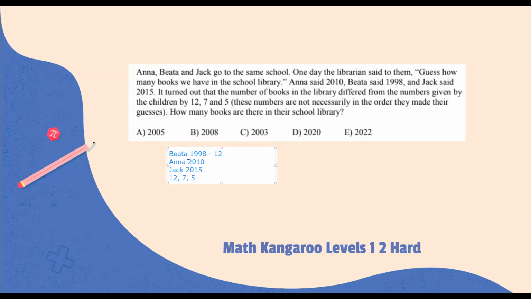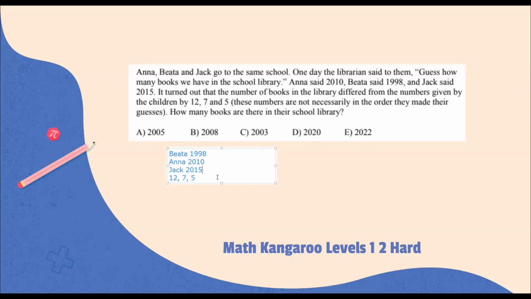Subtracting 12, you can't subtract the biggest difference from the lowest number, right? Because then these two numbers can't reach it, right? 2010 won't be able to reach 1986. So clearly the difference of 12 will not work on 1998.